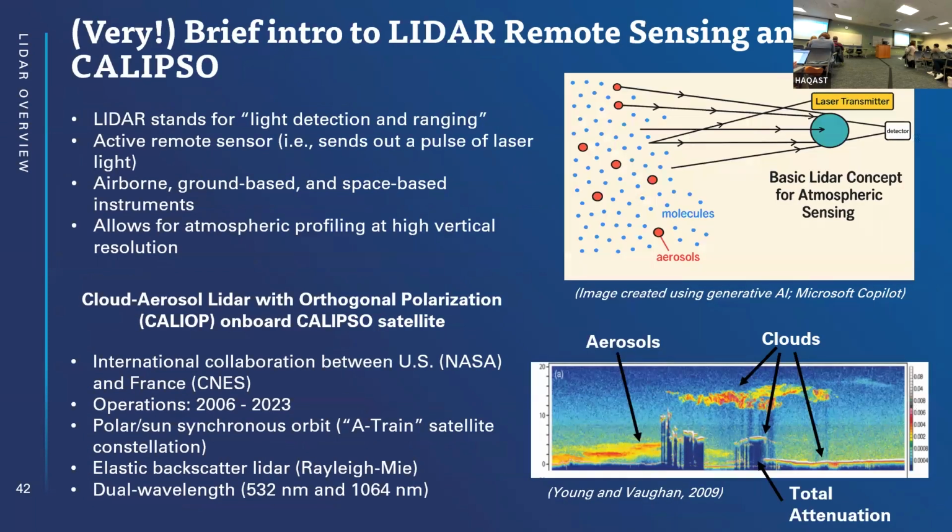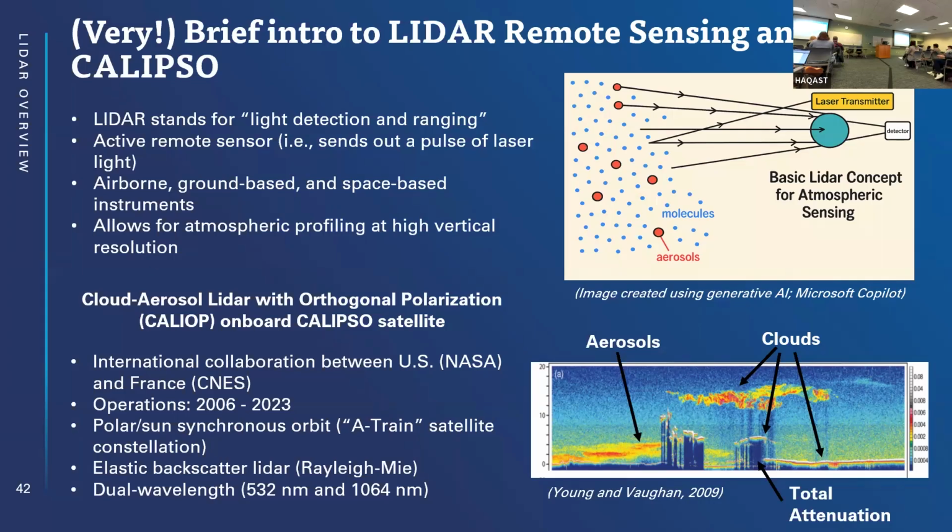I won't go into a lot of this here, but for those unfamiliar with LiDAR, the passive approach is like that camera view, but the LiDAR actually sends out the light. It's an active sensor, so it sends out the laser beam, interacts with the particles, and then we measure the backscattered light at the LiDAR. This allows for profiling at high vertical resolution.